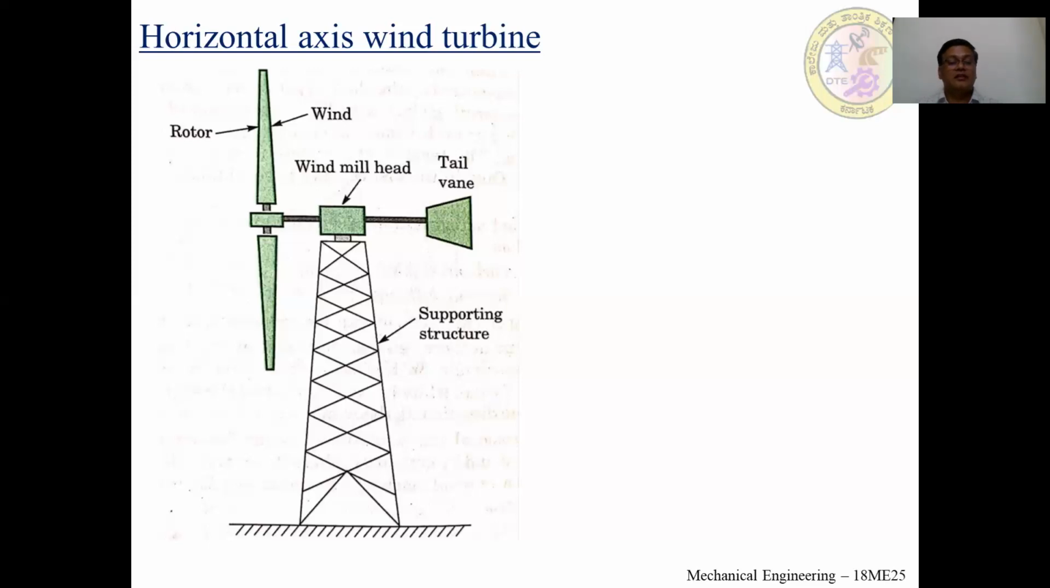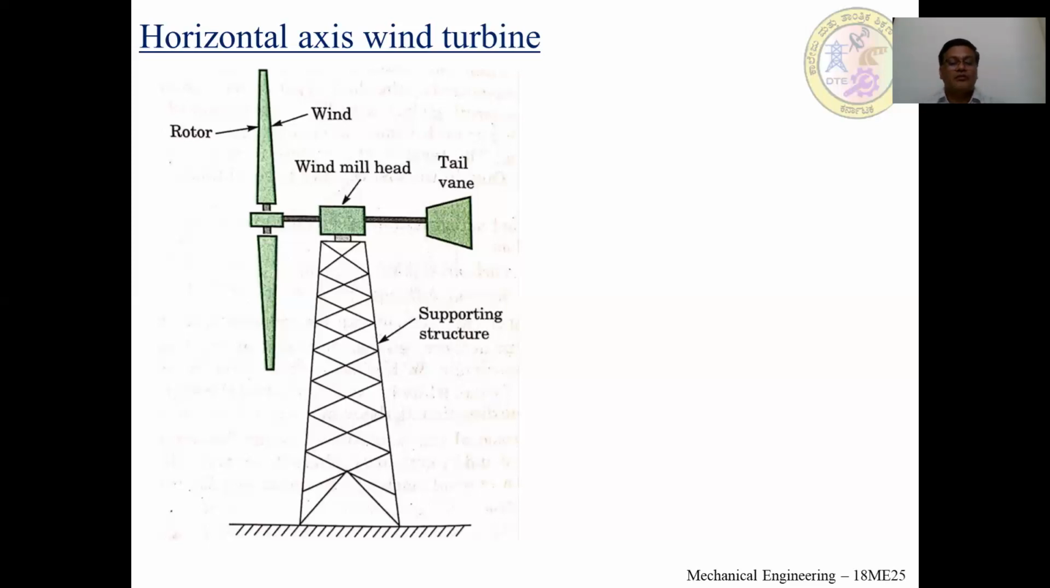The generator and the turbine rotor are coupled with a common shaft. The importance of the generator is that it converts the available mechanical energy into electrical energy. So this is the basic information regarding the different components we considered in the horizontal axis wind turbine. Now we'll discuss the working of the horizontal axis wind turbine.